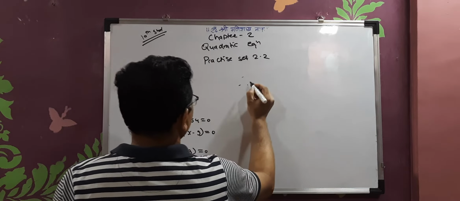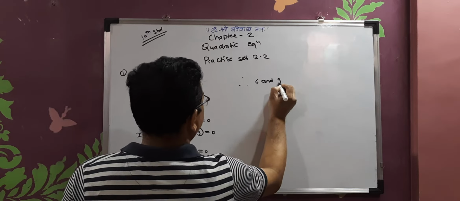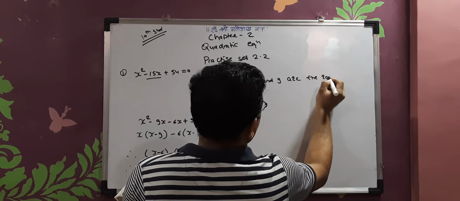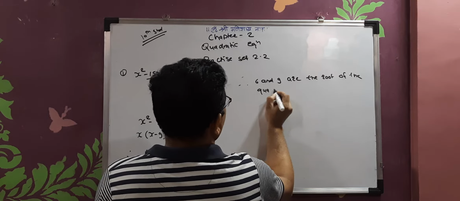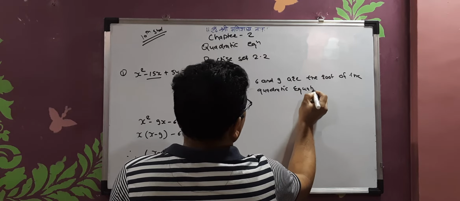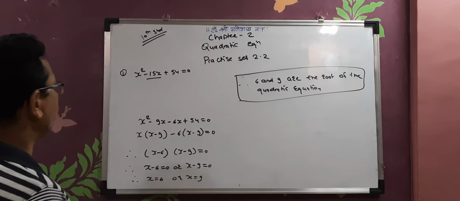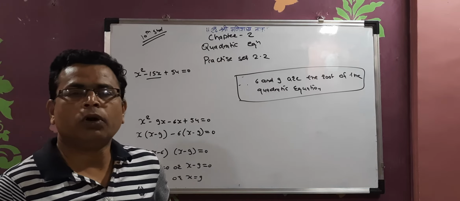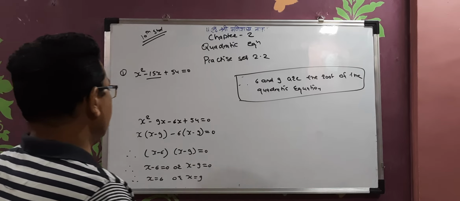So 6 and 9 are the roots of the quadratic equation. This is the solution. This is the final answer of this problem. Hope you understood this problem. First, if you know how to factorize the middle term, then you will definitely solve this problem very easily.